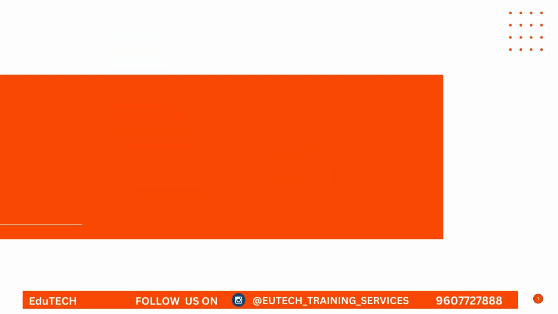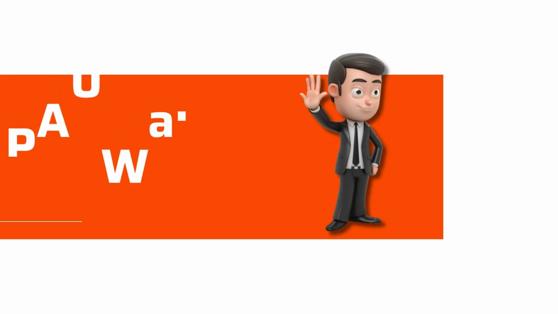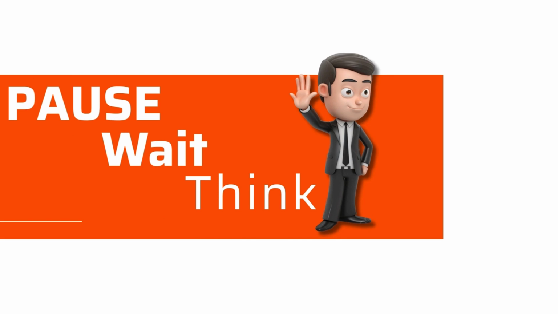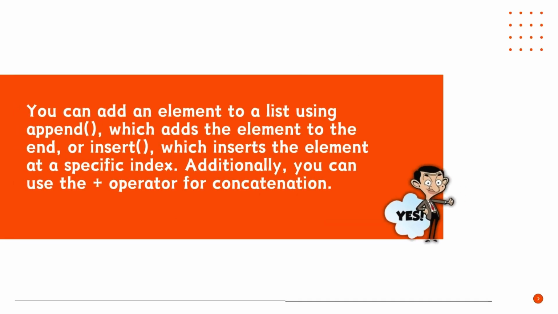How do you add an element to a list in Python? You can add an element to a list using append, which adds the element to the end, or insert, which inserts the element at a specific index. Additionally, you can use the plus operator for concatenation.